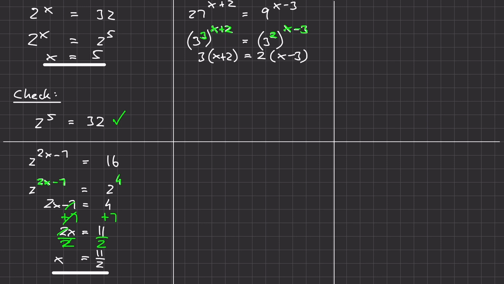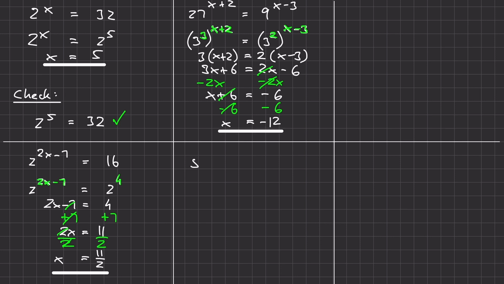And with the distributive property we get 3x plus 6 equals 2x minus 6. After subtracting 2x from both sides, we get x plus 6 equals negative 6. And after subtracting 6 from both sides, we get x equals negative 12. And we're done with this problem.